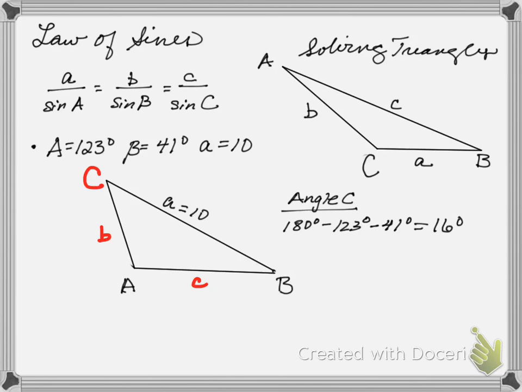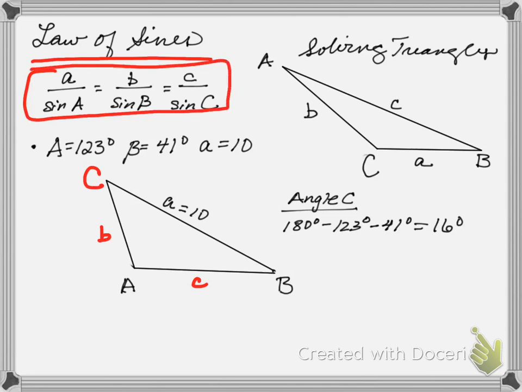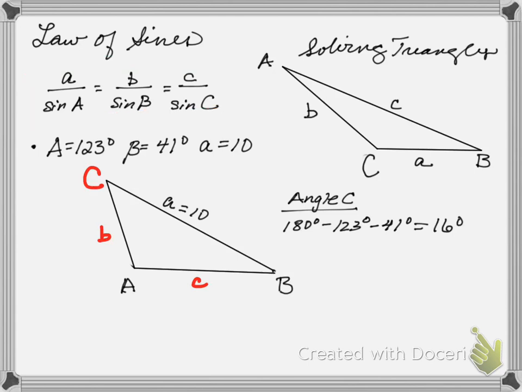Now, in order to find the sides, I'm going to have to go back here and use the law of sines. Stated here that side A, the measure of side A over the sine of angle A is equal to the measure of side B over the sine of angle B, etc. So let's go ahead and look at doing that. I'm going to solve for side B here.